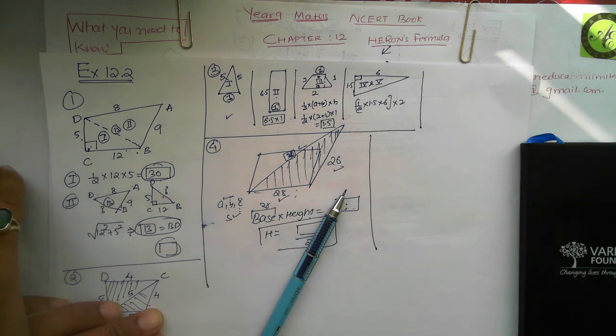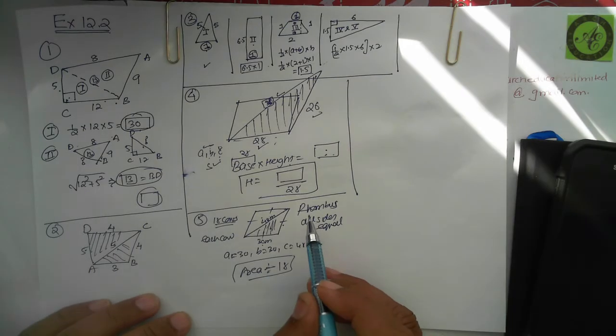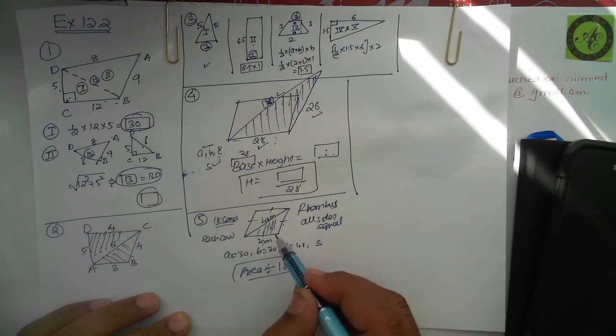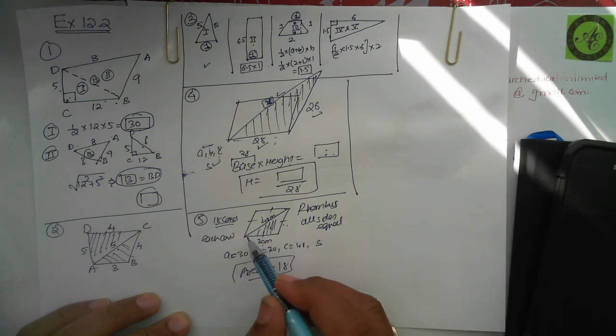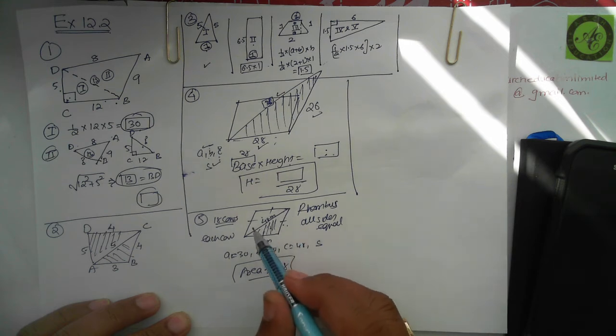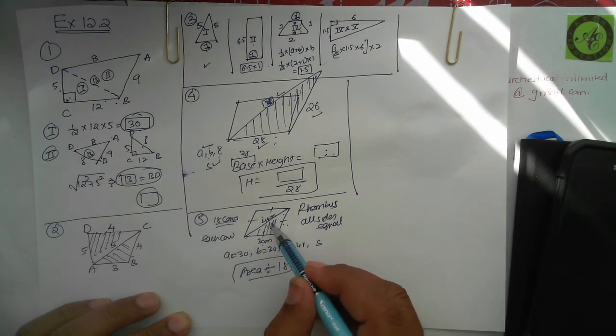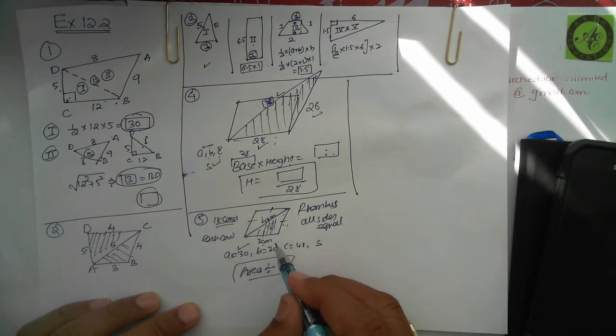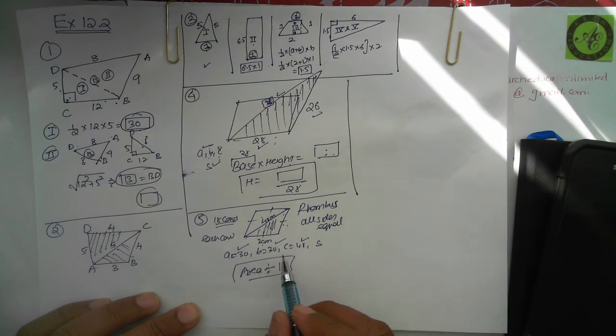Question number 5 talks about a field in the shape of a rhombus. A rhombus is a quadrilateral with all four sides equal. They've given me the side as 30 and we have to divide this into two triangles. The longest diagonal given to me is 48 meters. So I'll find the area of one of these triangles using Heron's formula.